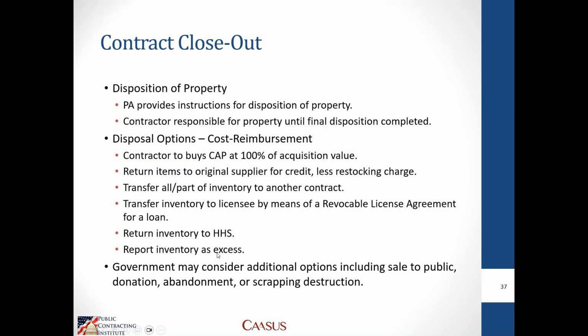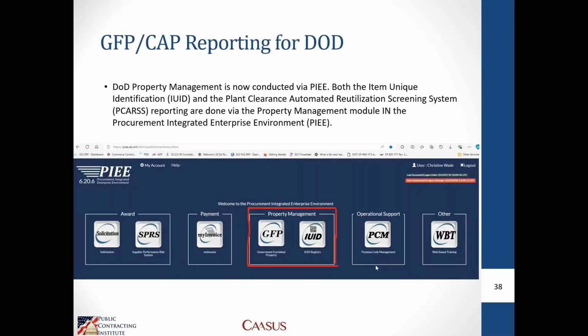For HHS, they could also require that you return the inventory to HHS, or that you report it as excess and find alternative disposition options. And lastly, the government may consider additional options, including sale to the public and abandonment or scrapping, as we discussed before. These are all perfectly within the purview of the government for a contract closeout.